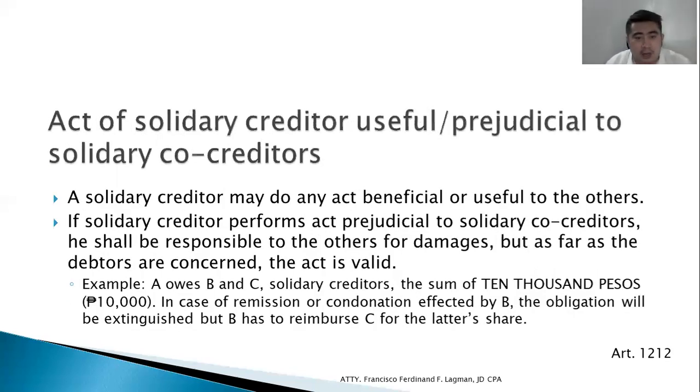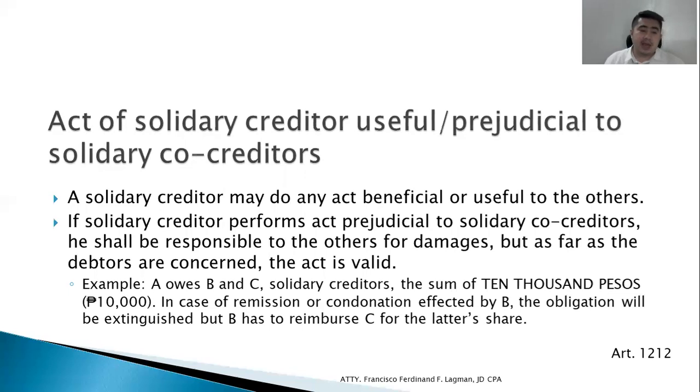So, act of solidary creditor, useful or prejudicial to solidary co-creditors. So we're talking about the solidary creditors in this case, no? Solidary creditor may do any act beneficial or useful to the others. Okay? If the solidary creditor performs an act prejudicial to his solidary co-creditors, he shall be responsible to the others for damages. But as far as the debtors are concerned, the act is valid.